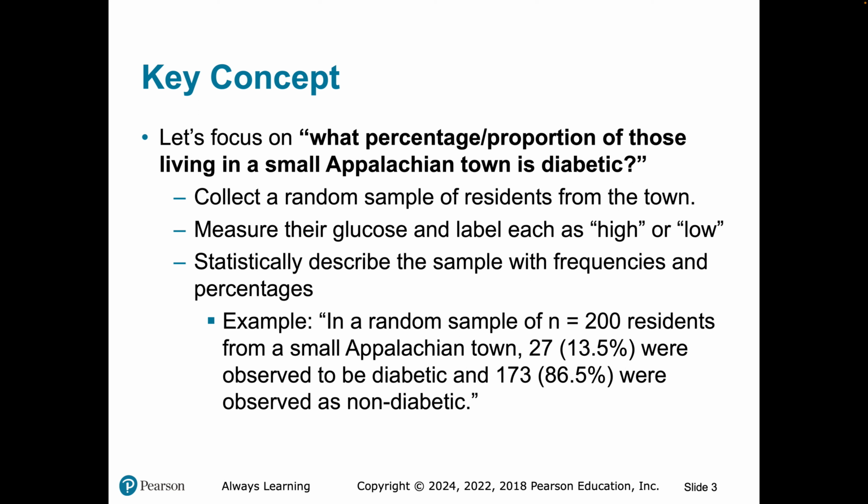Next thing we would do is statistically describe the sample with frequencies and percentages. Again, circling back to lesson number 1. And then we would write a sentence similar to: in a random sample of 200 residents, we saw that 27 were observed to be diabetic and 173 observed as non-diabetic. So we'd write up a statement like that. And again, this is fictional data. I just made up the 200, and I didn't really go out and do this. And 27 were diabetic, and I just made that up. So it's just an example to motivate the idea.